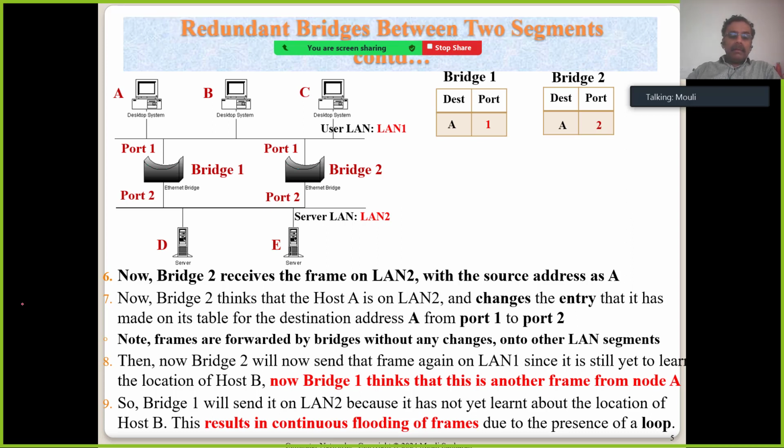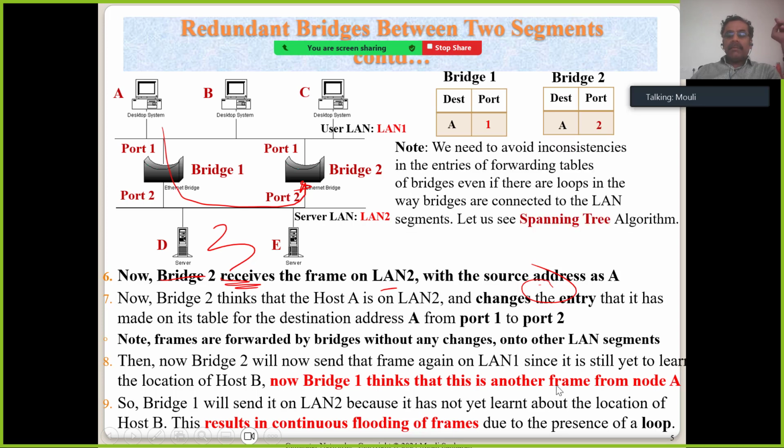Okay, so now let me explain this. Bridge 2 is receiving the frame on LAN 2. Whatever it got, it sent it here and it is receiving. Now it understands the source address is A on this side and then it sends it on the other one. Now bridge 2 will send the frame again on LAN 1. I think we have seen this.